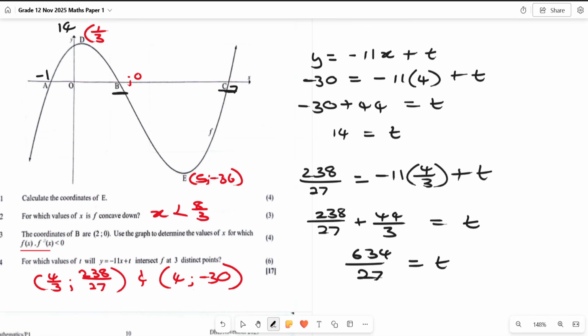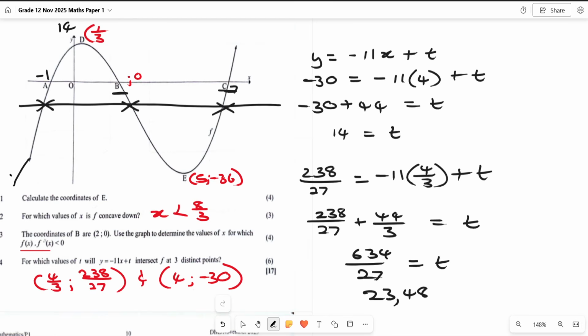Now let's find out which one is bigger. Just convert that, you're going to get 23.48. So you can see that they want us to find out for which values of t the straight line will intersect f at 3 distinct roots. So 3 distinct roots means that if you draw a horizontal line, you get 3 x-intercepts. That's the first one, that's the second one, that's the third one. So let's just look at this one.